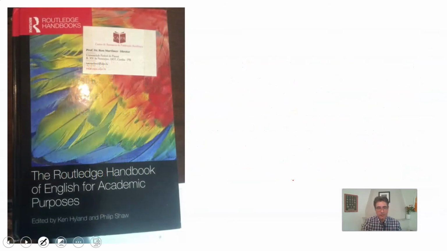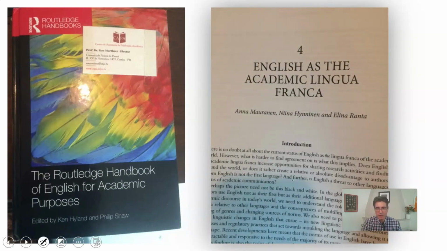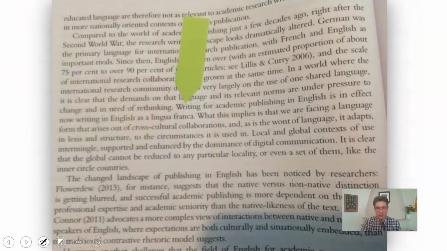That came from this book here, the Routledge Handbook of English for Academic Purposes, this chapter here. Okay, so this is me reading that chapter, taking you to the backstage of how that quote wound up in the final article. And I found this: writing for academic publishing in English is in effect now writing in English as lingua franca.